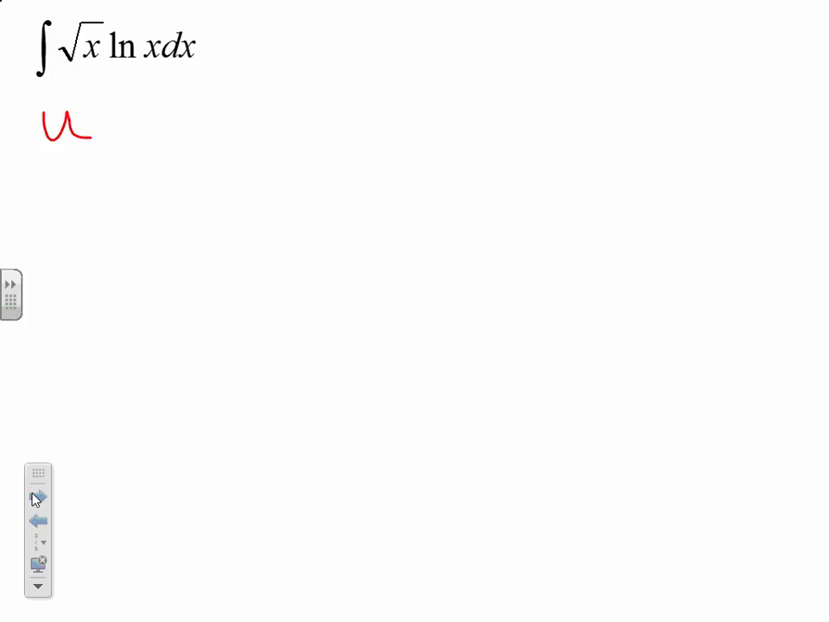So, u and dv. Where do we have to put the natural log of x? In u, which means dv is x to the 1/2 dx. Why does natural log of x have to be u? We don't have the antiderivative for natural log of x. Yes, we do, technically. But it's something that we have to use integration by parts for. So we're not going to use integration by parts inside of our integration by parts. It's easier to have the natural log as u.